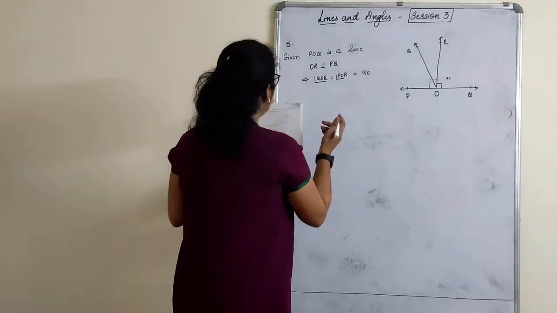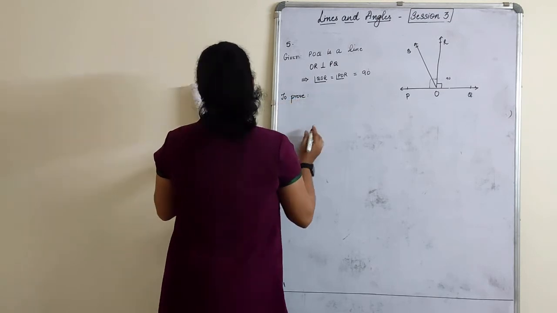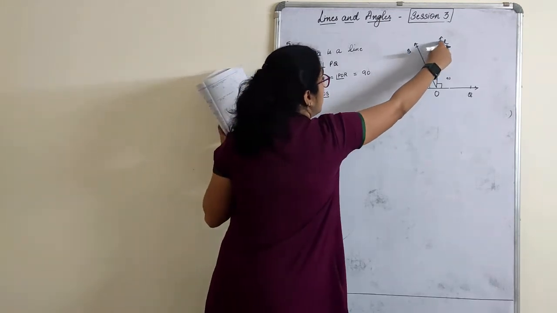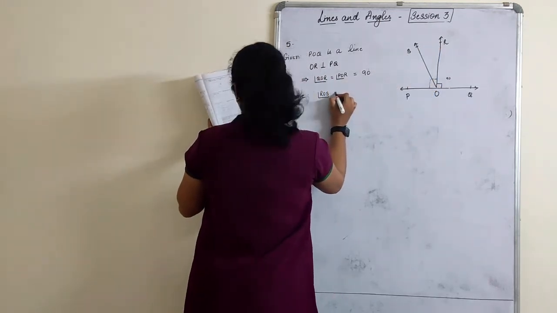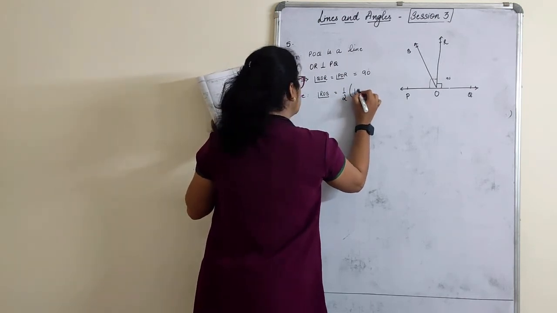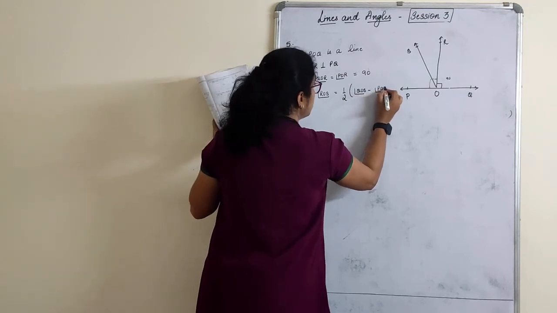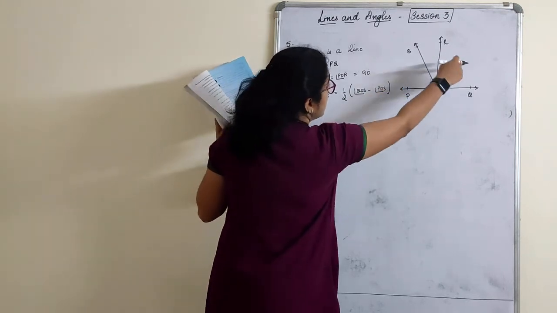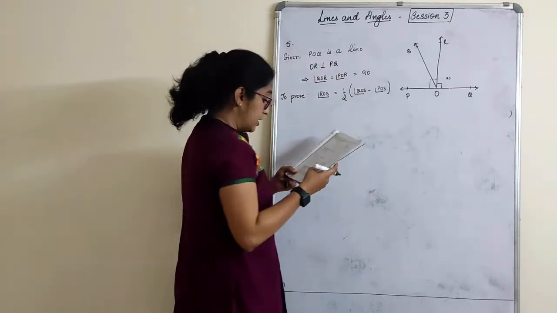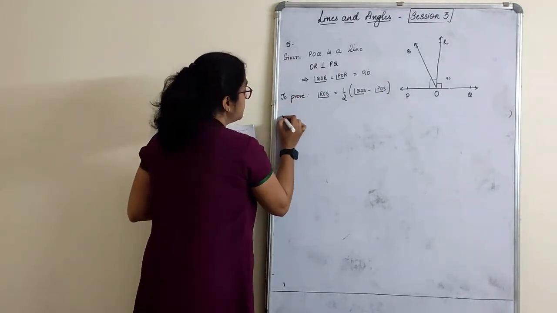Next, anything they have given? No. To prove, what have they asked you to prove? Angle ROS is equal to half of angle QOS minus angle POS. Okay, so with that respect they have given. Let us see the proof.